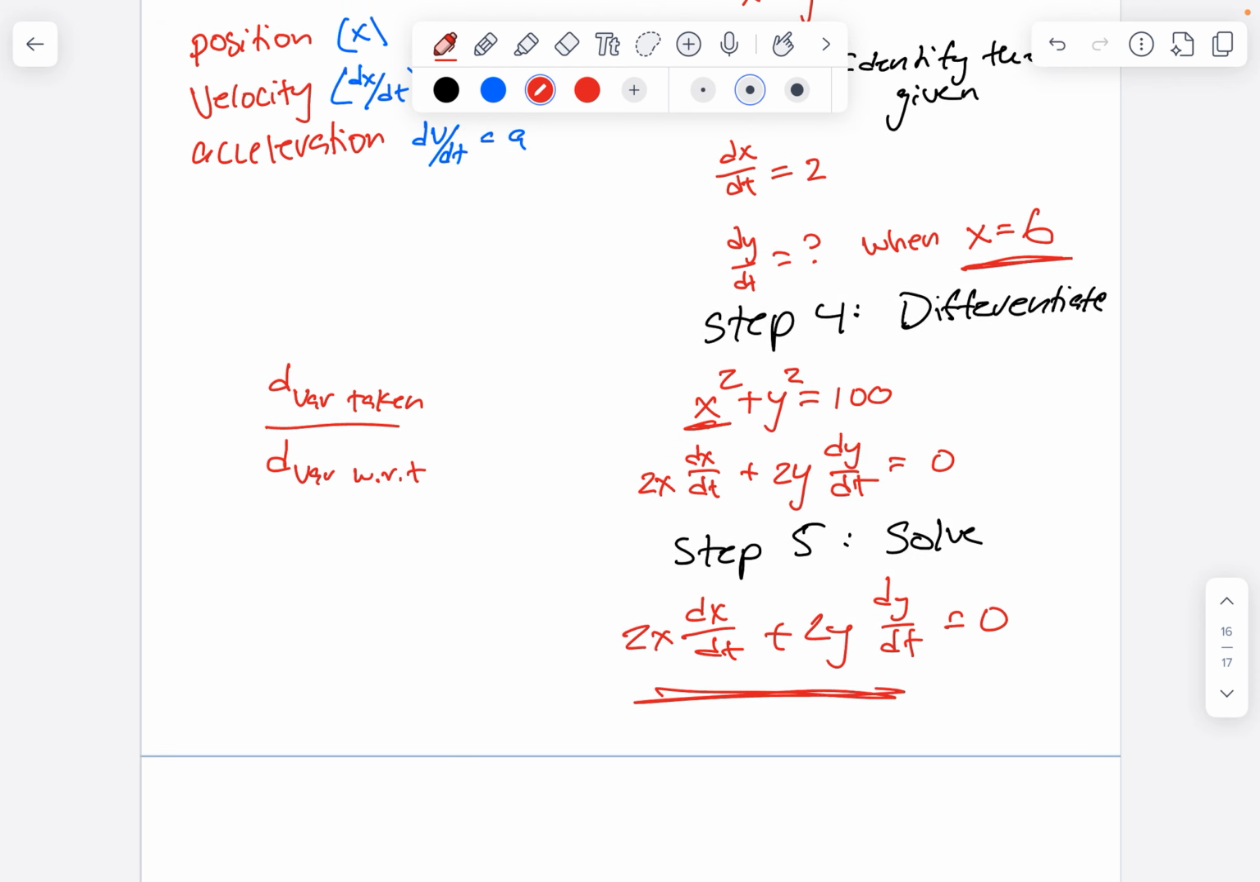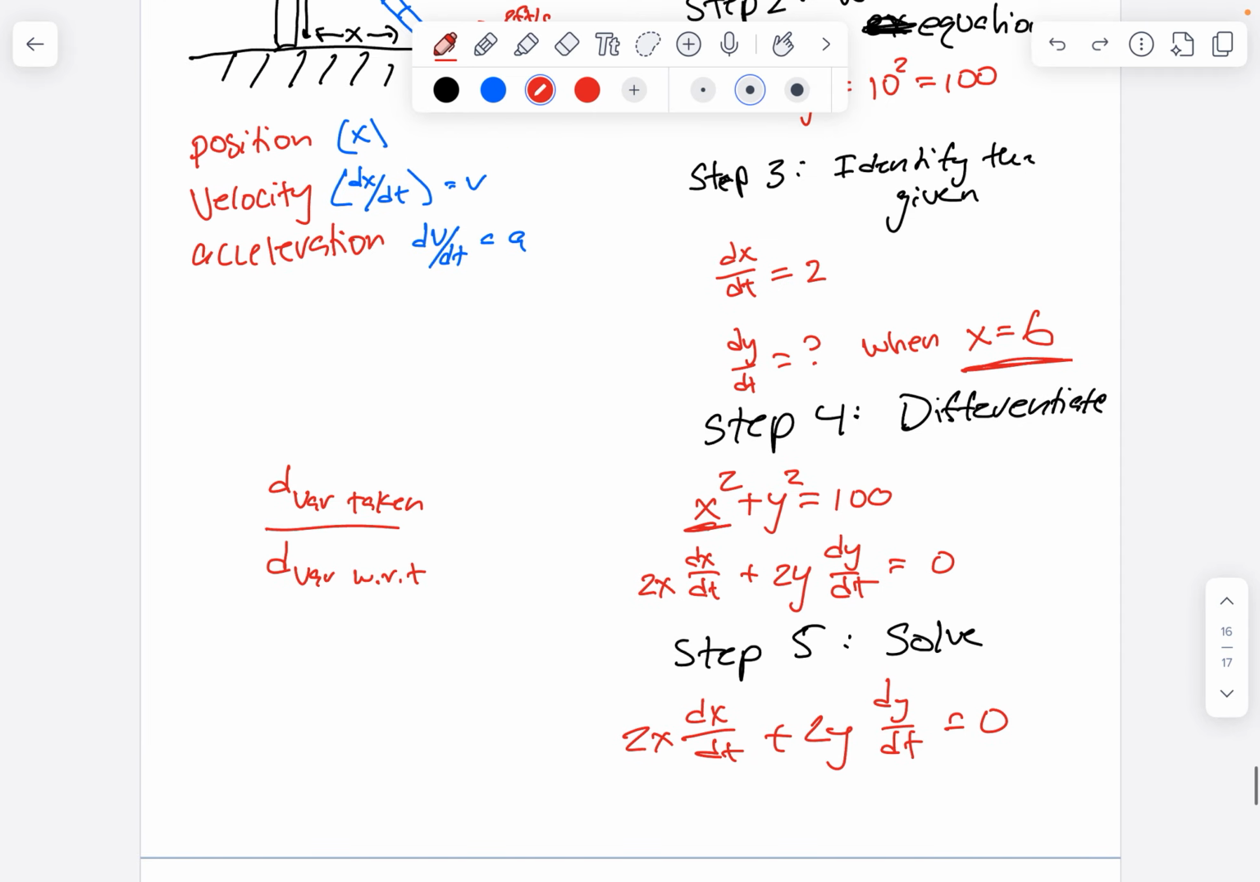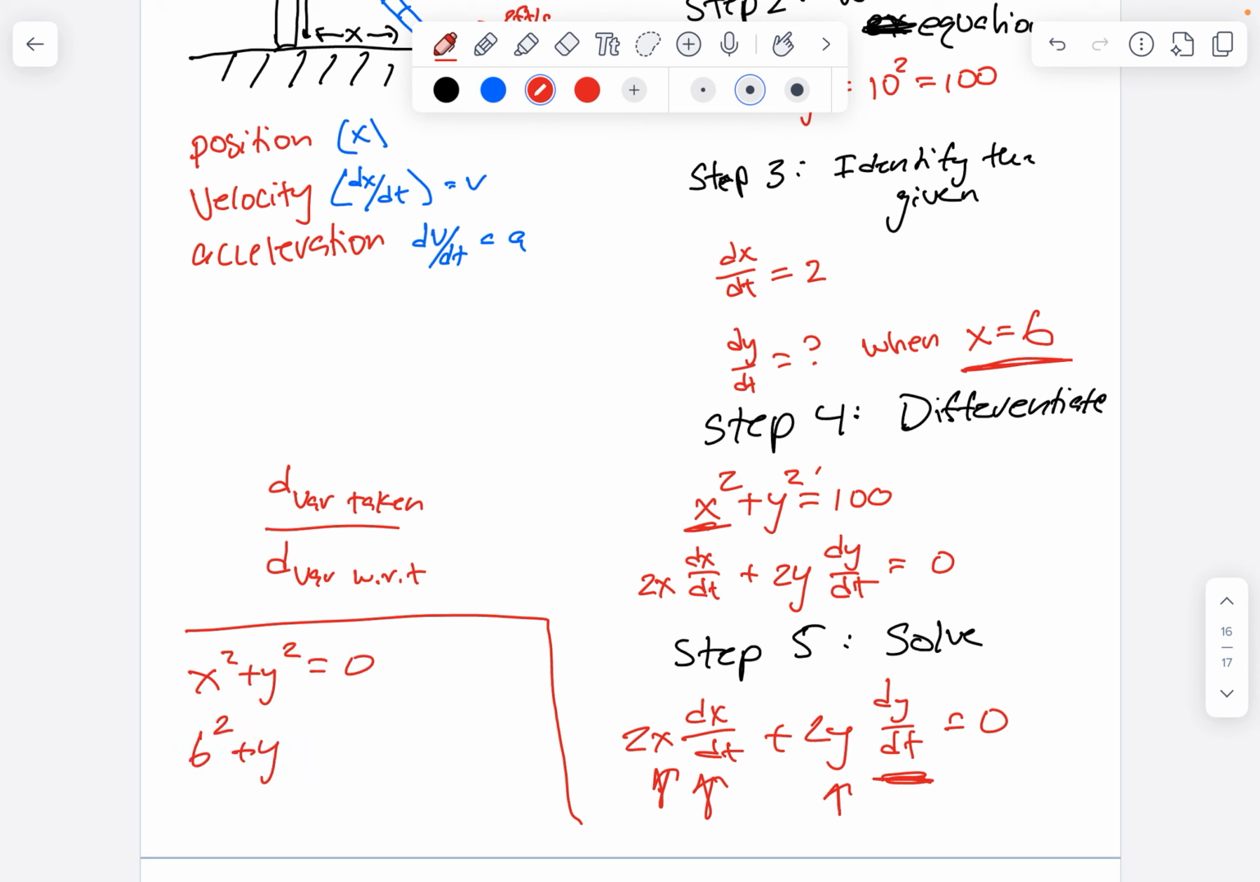So before we plug into this equation, we need to plug into the original equation so that we find y as well. Because we know x, we don't know y, and we're trying to find dy/dt. And we also know dx/dt. So the only variable missing is y. So to find y, I'm going to write it here. We have x squared plus y squared is equal to 100, not 0. We know x is 6.